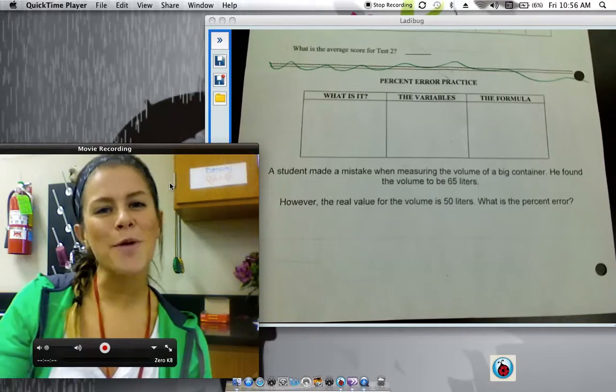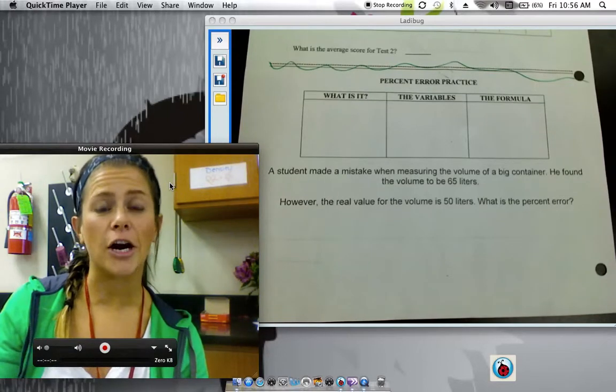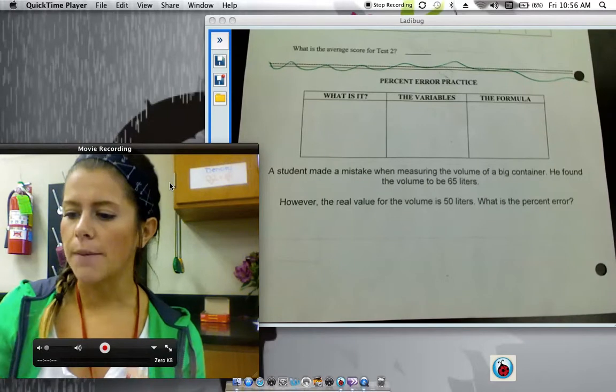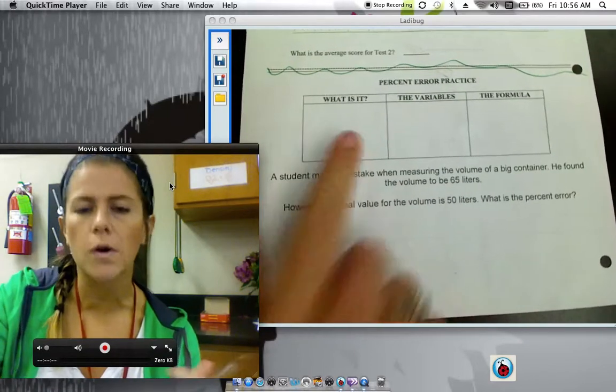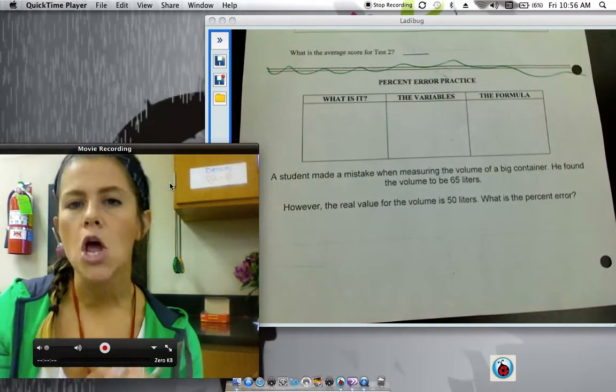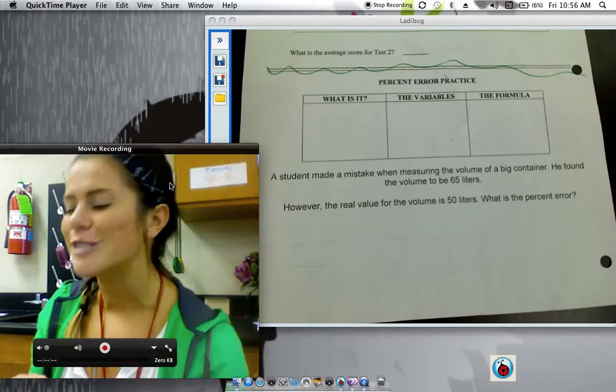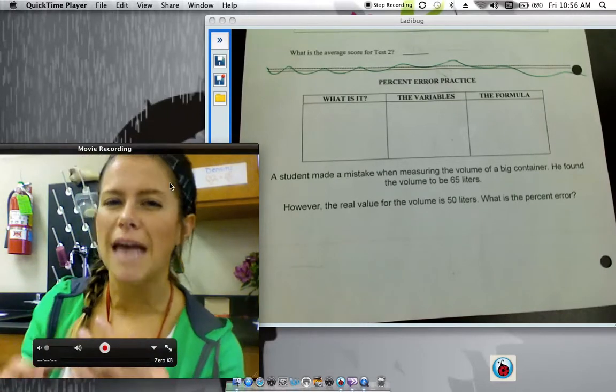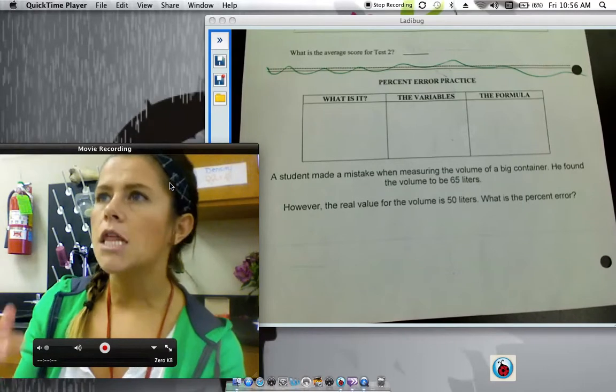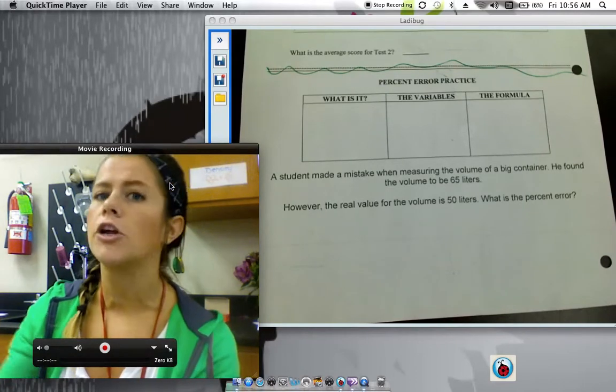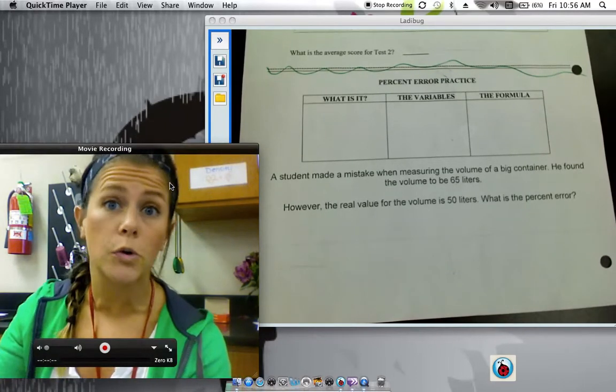Hey guys, so today we're going to go ahead and talk about percent error. So the first thing we're going to talk about is its definition. So what is the percent error? Why do we find it? We find percent error in order to tell us how accurate our measurements are. The higher the percent error, the farther off we are away from what's true or accepted.